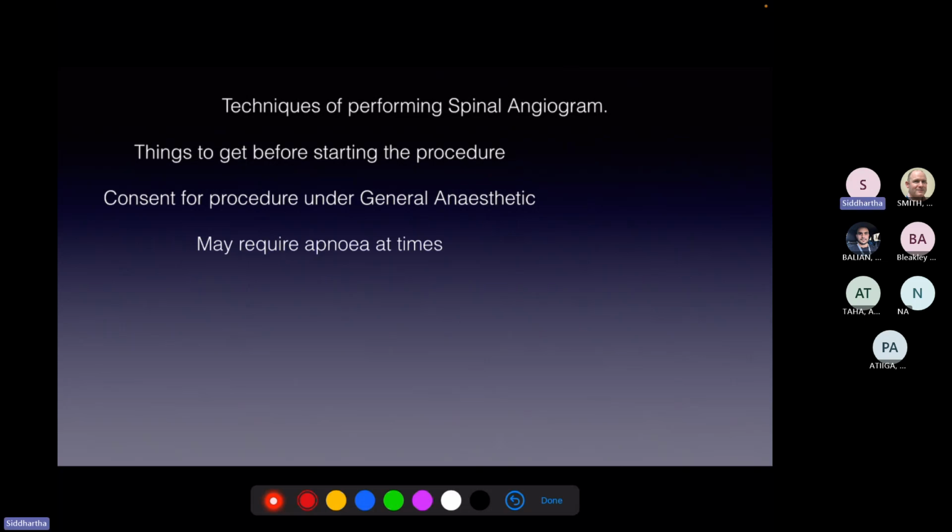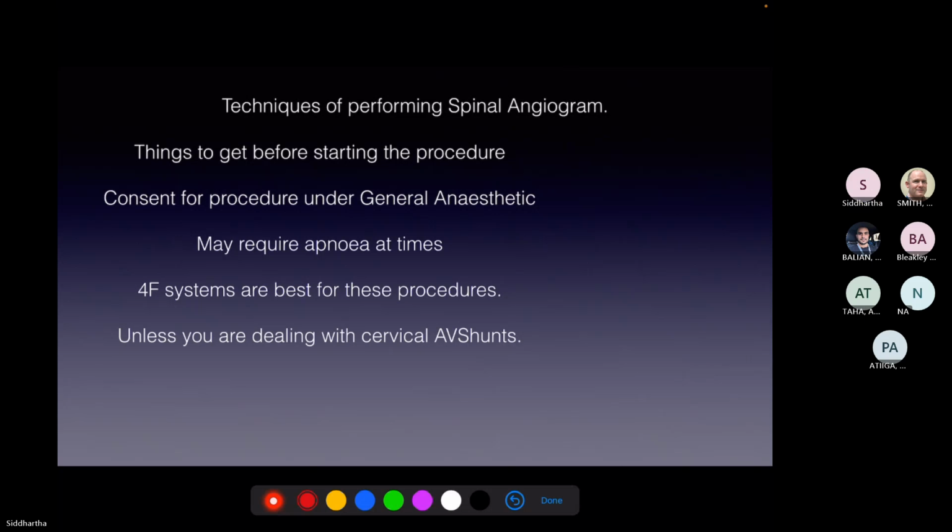And we use 4F catheters. So my go-to catheter is Terumo Glidecath, Cobra, or a Sim1. So this is my go-to catheter. So if you are dealing with cervical shunts, then you can use anything else like a vertebral catheter. Most of the vertebral arteries are quite stable and large, so you don't have an issue at all. So you can take a 6F system as well in that.